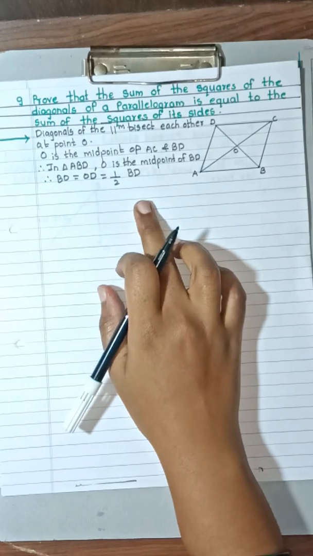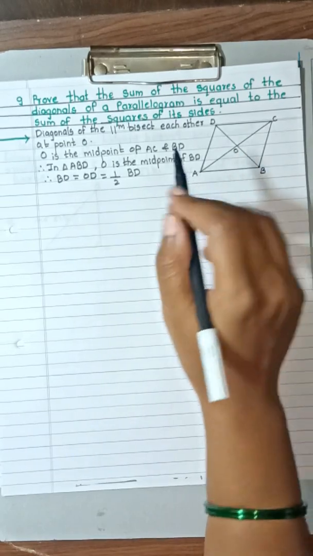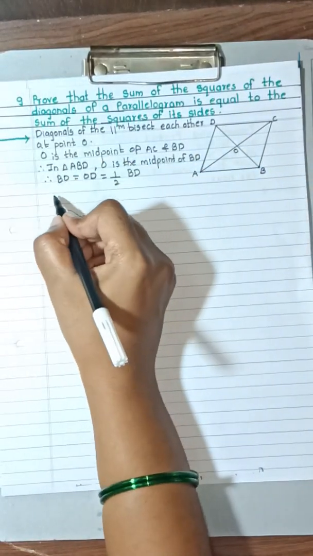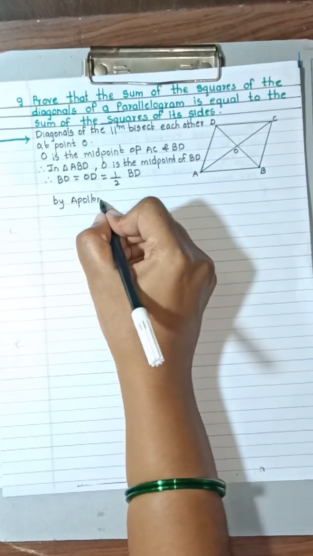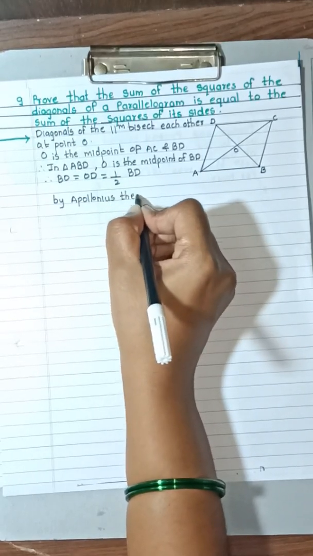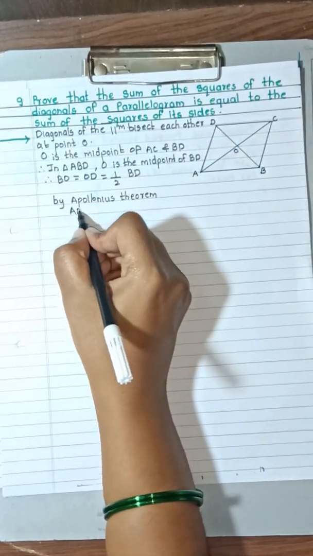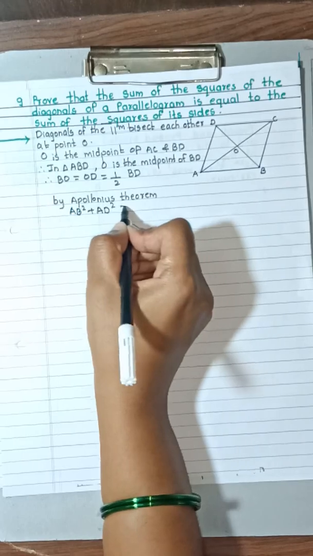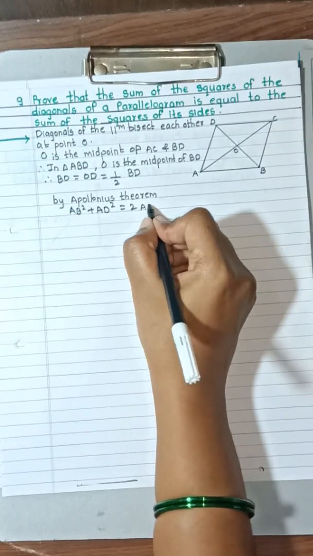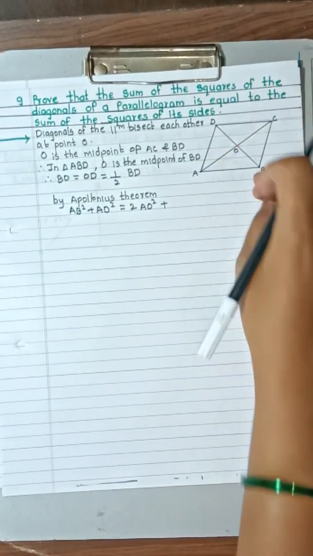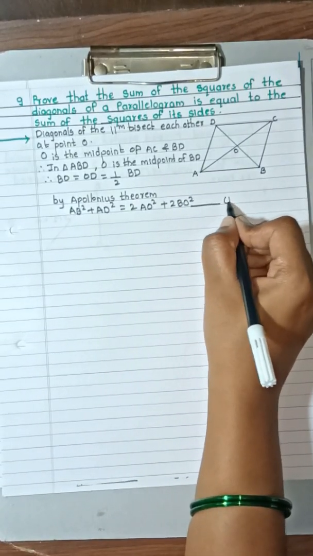Okay. Now children, by applying the Apollonius theorem, you can see this acts as a median over here. Now we'll apply the Apollonius theorem here. Therefore, by Apollonius theorem, you can write AB square plus AD square is equal to twice AO square plus twice BO square. You can mark it as equation 1.